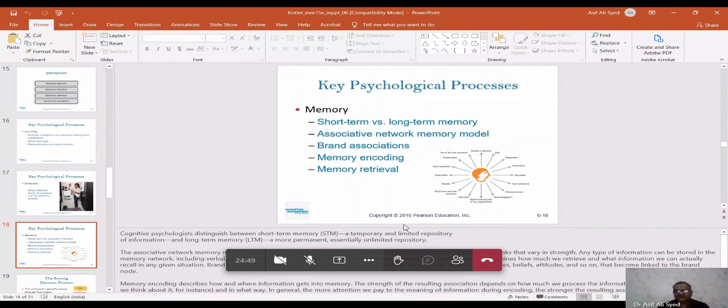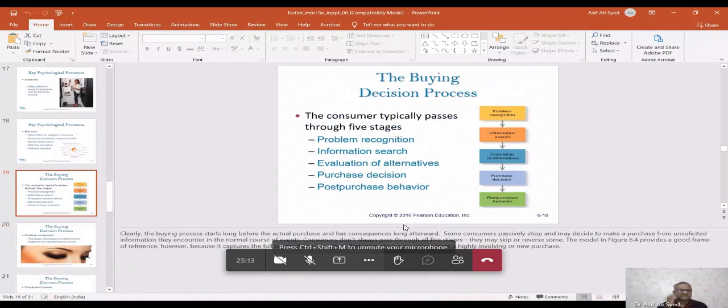Now, memory can be short-term versus long-term memory. That is, a very recent experience versus a learned behavior, a loyal behavior that you exhibit over a long term of association with the product or the service. Then there is something called the associative network memory model, brand association, memory encoding, and memory retrieval. Now, this brings us to the buying decision process.